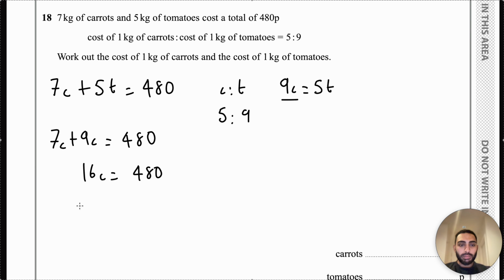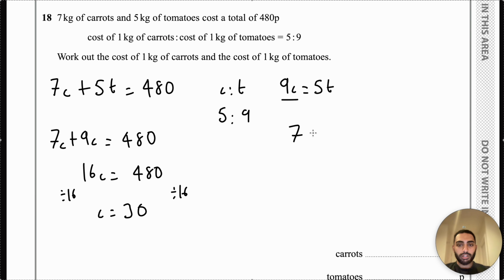You're being multiplied by 16, so I need to divide by 16 on both sides. So c is equal to, if you do your 16 times table, it's 16, 32, 48, so it's going to be 30. So I've now found the cost of my carrots, 30p. I'm going to substitute that back into my equation. I'll substitute it into here.